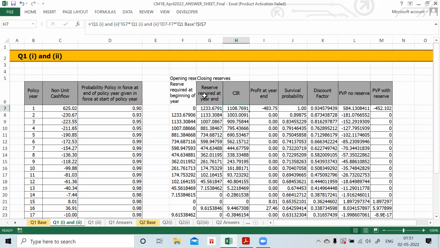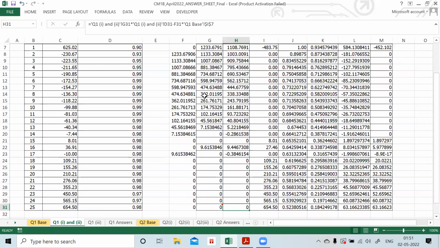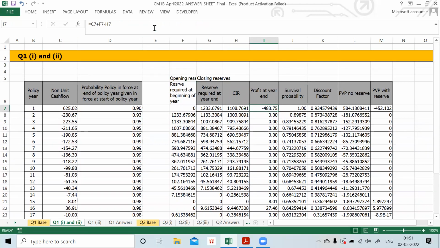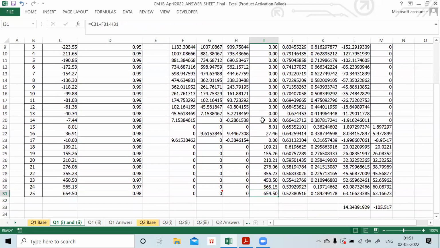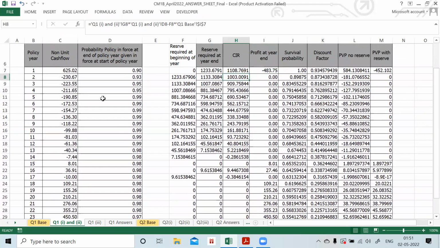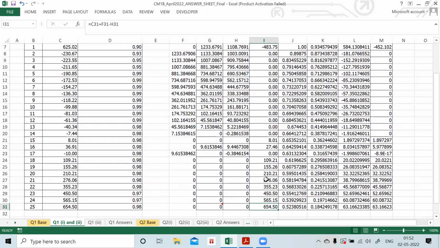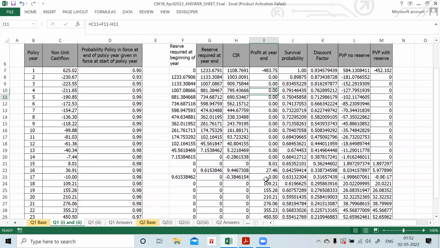Once we get the cost of interest on reserves, the profit at year end is nothing but the non-unit cash flow plus the opening reserve minus the cost of interest on reserves. This is the reserve, and we drag it till the end. If you see, all the negative cash flows have been zeroized wherever required, and all the positive cash flows have been brought in here, adjusted for the reserves.